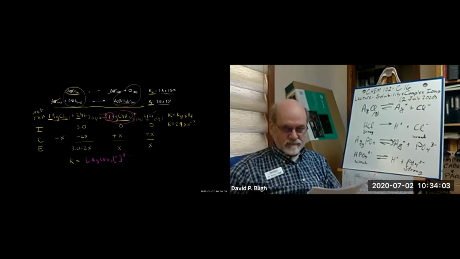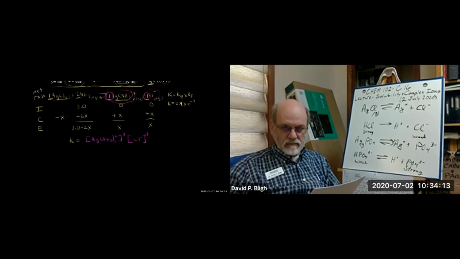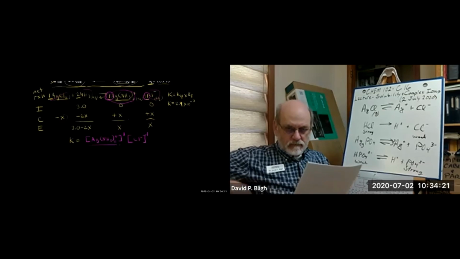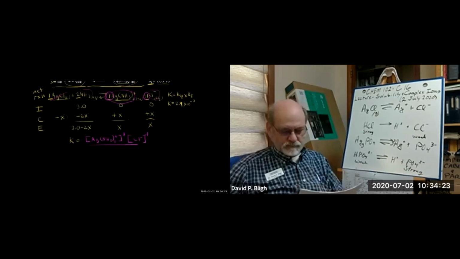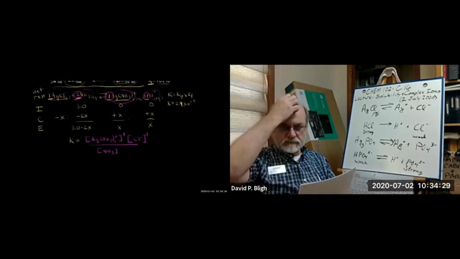This times the concentration of our chloride anion raised to the power of the coefficient, so raised to the first power. We also have some reactants here, so we leave silver chloride out because that's a solid, right? But we have ammonia, so this is all over the concentration of ammonia. And notice our coefficient is a 2, so we need to have a 2 here.